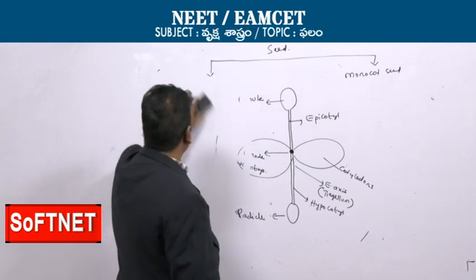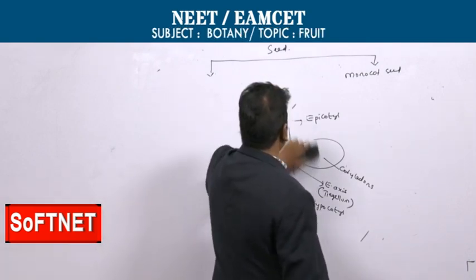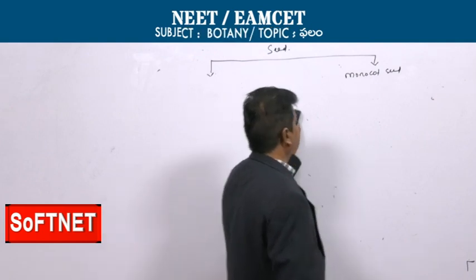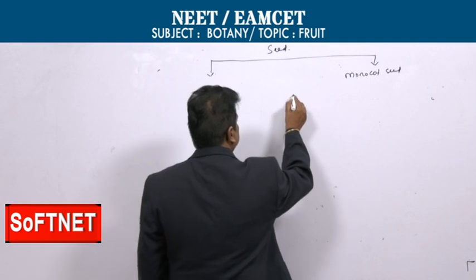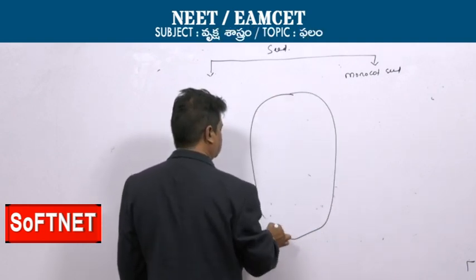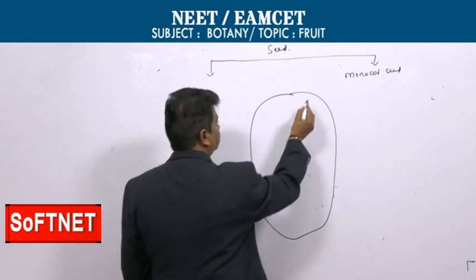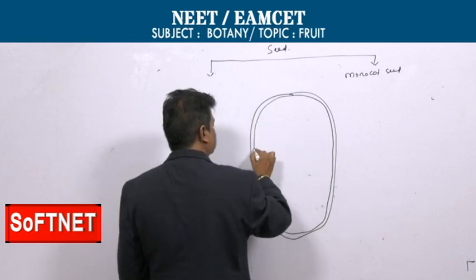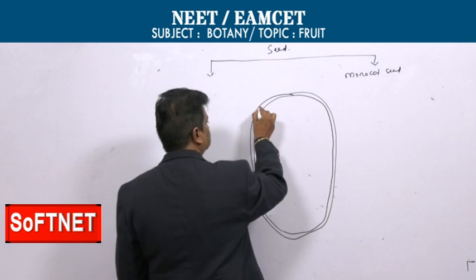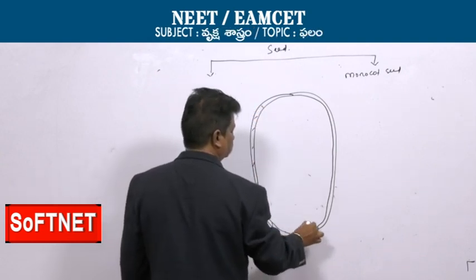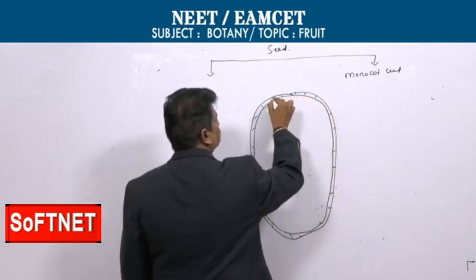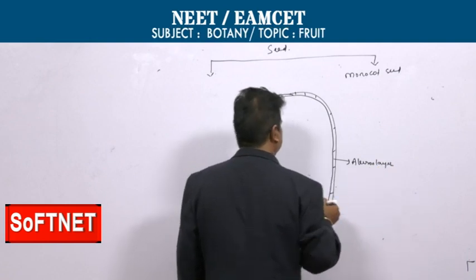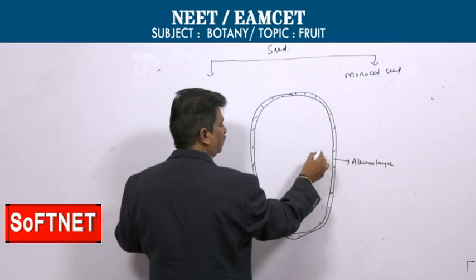Next one, monocot seed. In monocots, the pericarp is fused with the seed coat. Then generally monocot seeds are endospermic, the endosperm is bulky and it is surrounded by a protein layer called the aleurone layer.